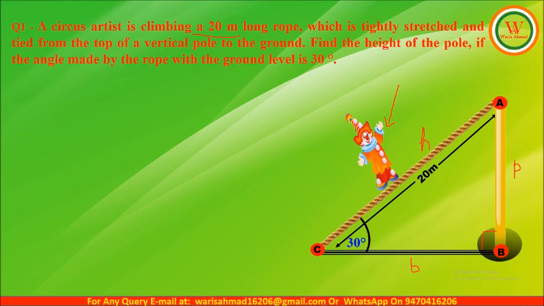So here we can observe that the measurement of H is given as 20 meter, and we have to find out the length of the pole, means AB, means we have to find out the value of P. The value of H is already given. So we have to think about those T ratios which have the ratio of P and H both.